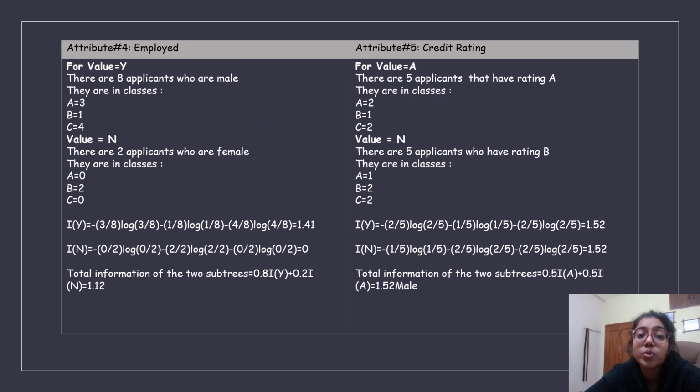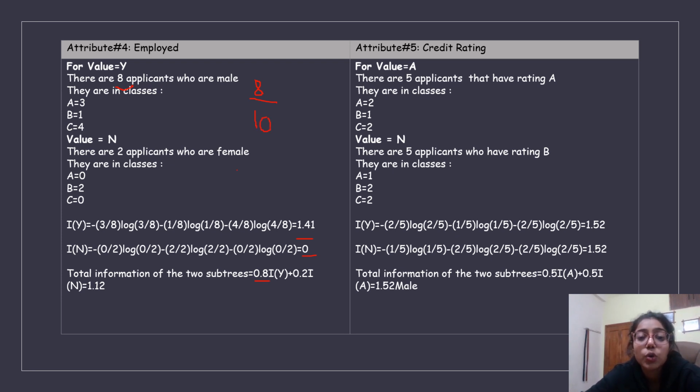Now, attribute 4 is employed. We check for Y, there are 8 applicants, A3, B1, C4, and for N, there are 2 applicants, that is B equal to 2. We calculate that and we get 1.41 and 0. We check the total information of the two subtrees, that is 0.8. What we do is we divide this upon S, and S is 10. So when we divide 8 upon 10, that's why we get 0.8 here.